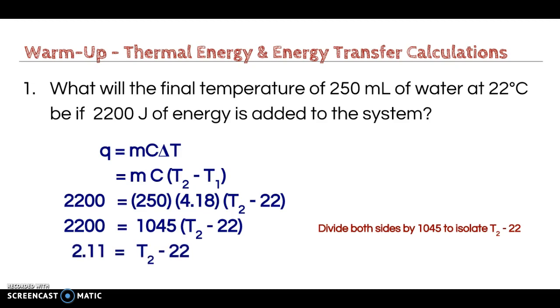Now the final step is to isolate T2 by transposing this negative 22 to the other side. Of course, that makes it positive, and so I end up with 24 degrees Celsius. I always need to remember that my significant digits need to be bang on, so I look at all of the values in my initial question. None of them have more than 2 sig figs, and so my final answer is 24 degrees Celsius. All right, I'm going to move on to the next question.